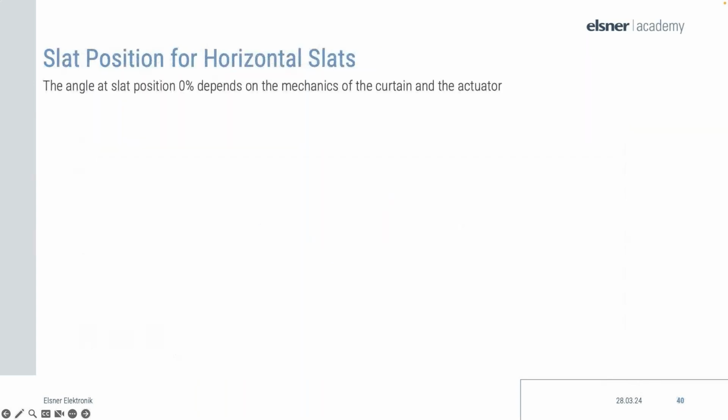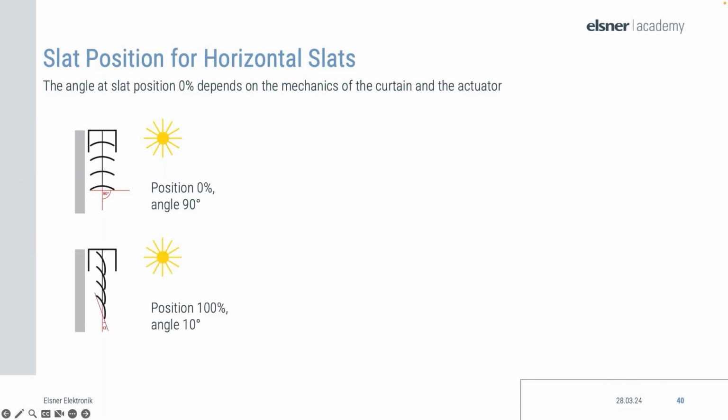The possible angle at slat position 0% depends on the mechanics of the shutter and the actuator. Shades that do not fold inward are shown in the 2 pictures on the left. In the first picture, we see an angle of 90 degrees with a slat position of 0%. In the second picture, we see an angle of 10 degrees with a slat position of 100%.